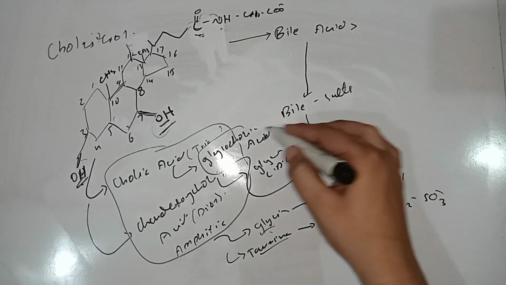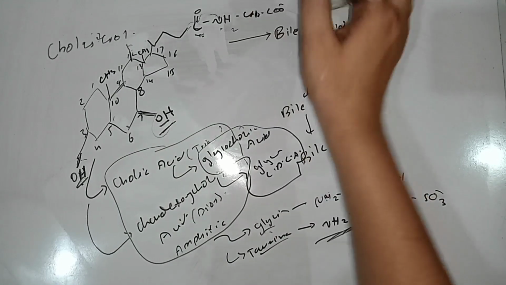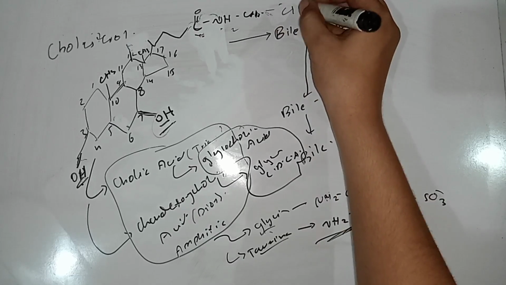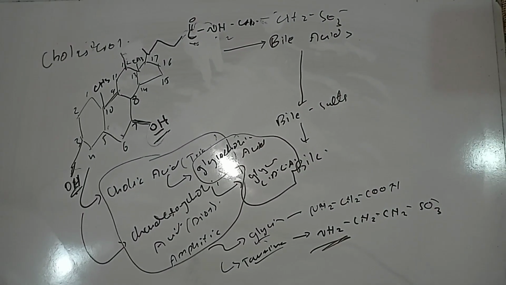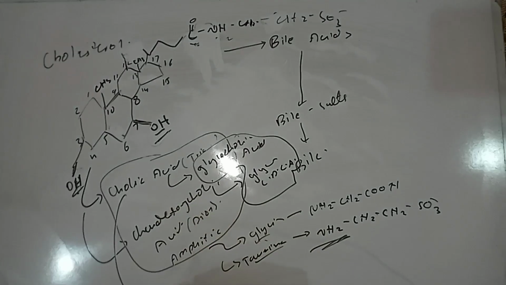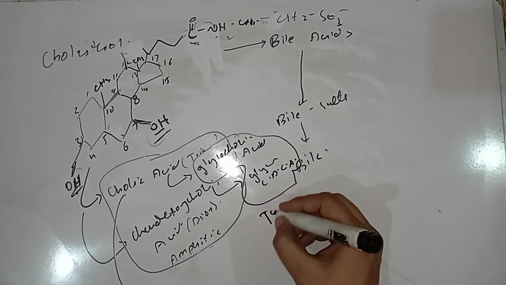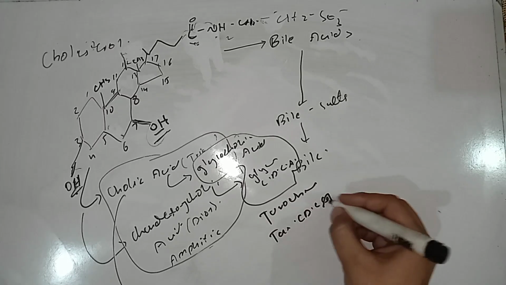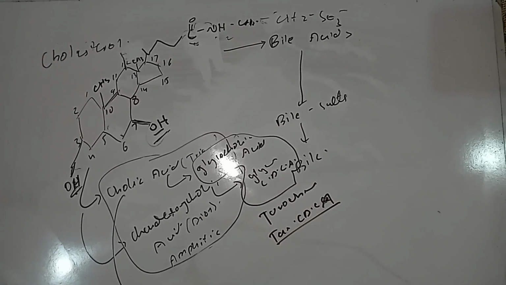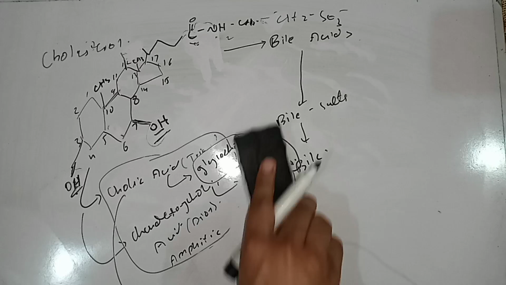Similarly, taurine can attach here by a similar linkage, NH, CH2, CH2 and SO3 negative, which is also a polar group and increases polarity. When taurine attaches, cholic acid changes into taurocholic acid, and chenodeoxycholic acid changes into taurochenodeoxycholic acid. So in this way, 4 bile salts are produced from bile acids: glycocholic acid, glycochenodeoxycholic acid, taurocholic acid, and taurochenodeoxycholic acid, which are more polar and more amphipathic in nature.